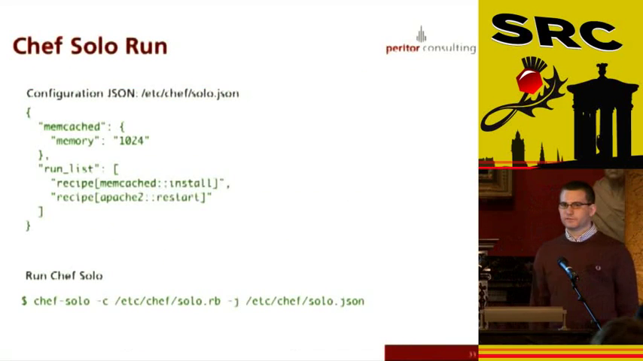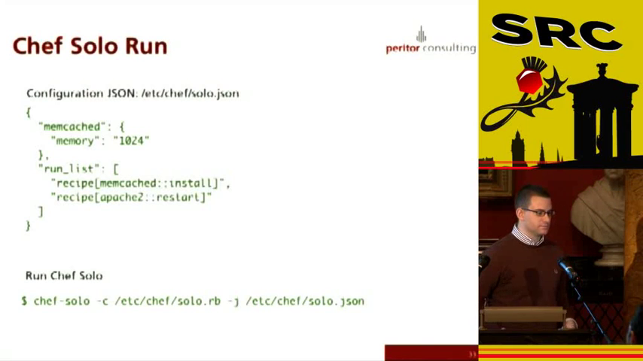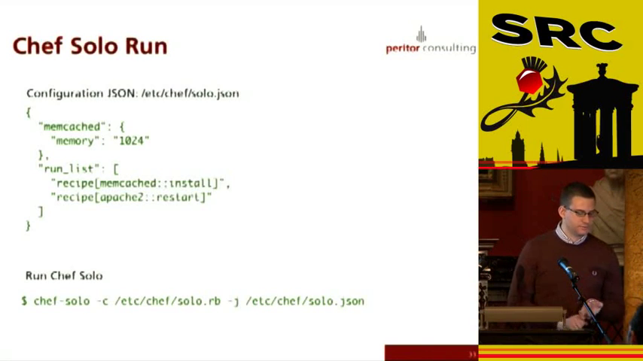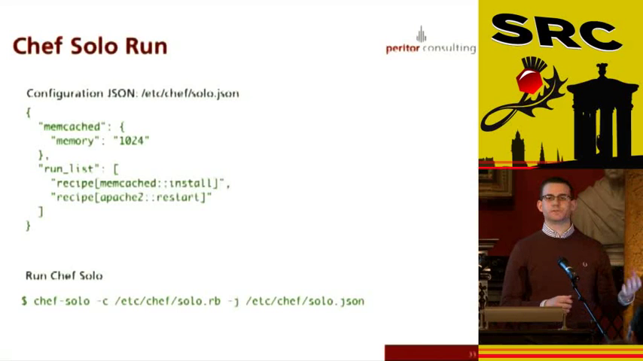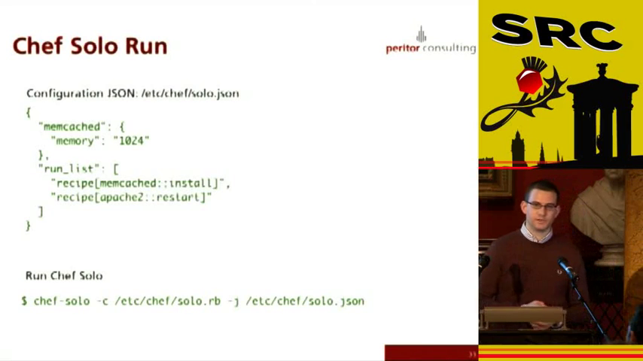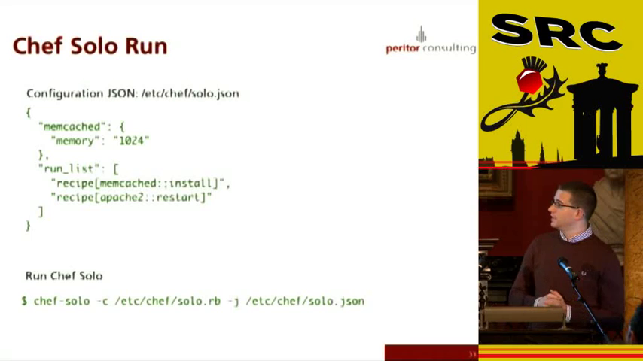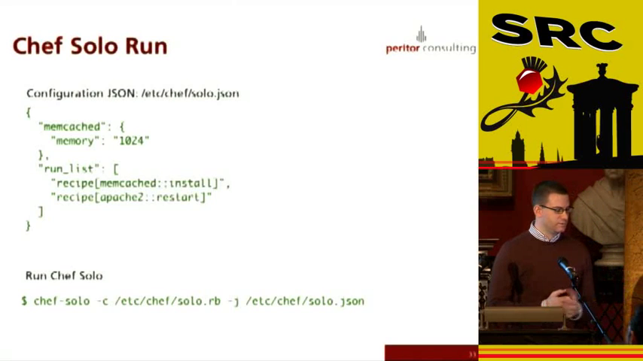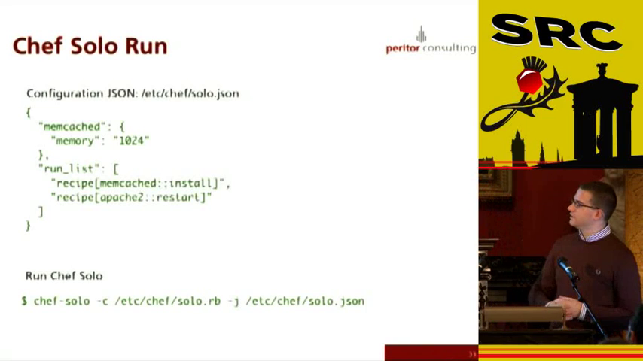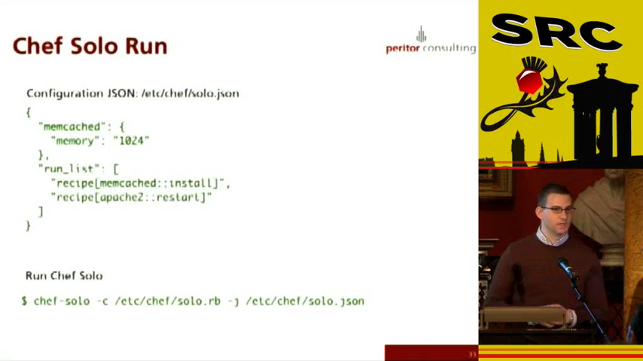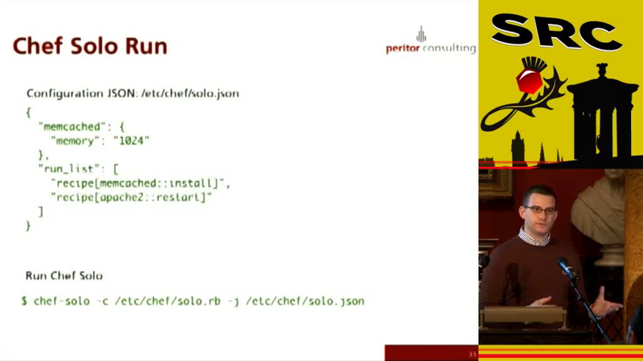I have to have a configuration file. This is just a plain JSON file, where the most important part is the run list, which tells Chef what I want to execute. In this case, I want to execute the memcached install recipe, and I want to access another recipe that we haven't seen. But the nice thing is I can override the memory value, as you see. So it's very easy to have defaults, and then override them in your JSON file.